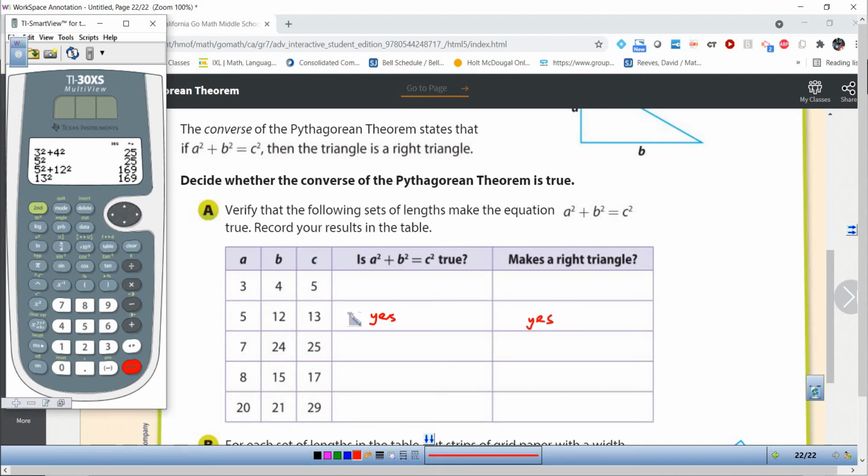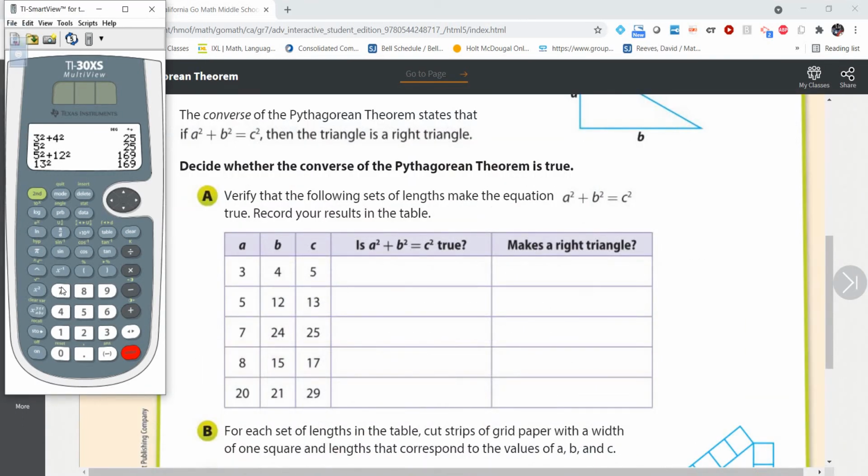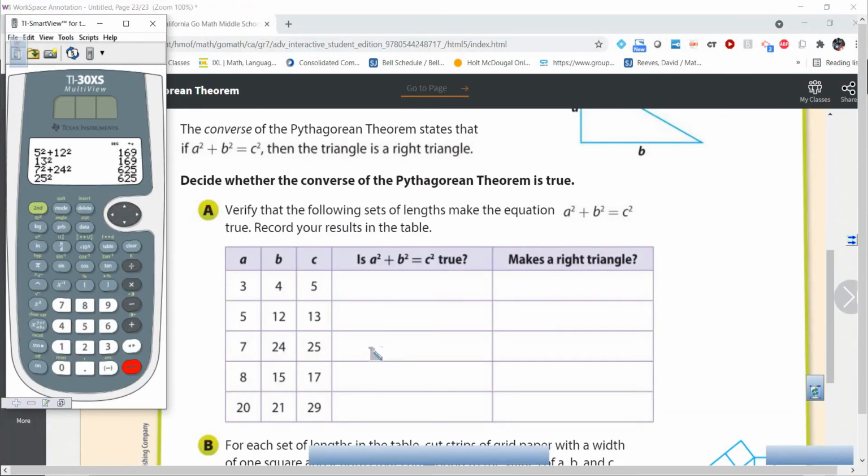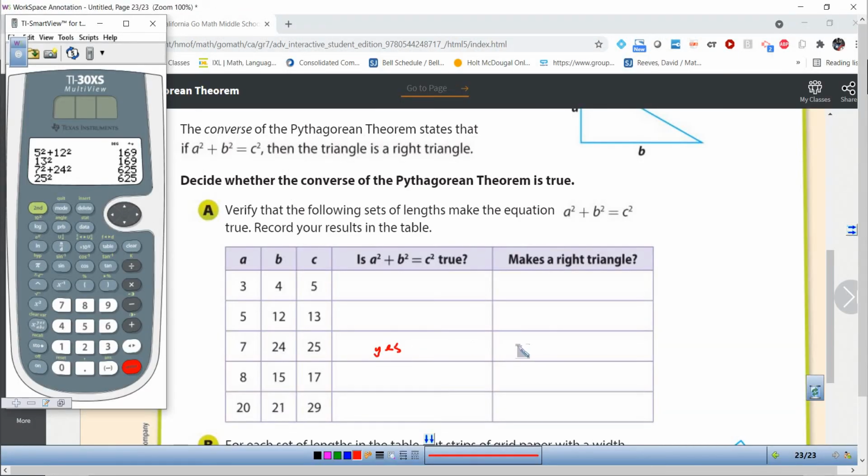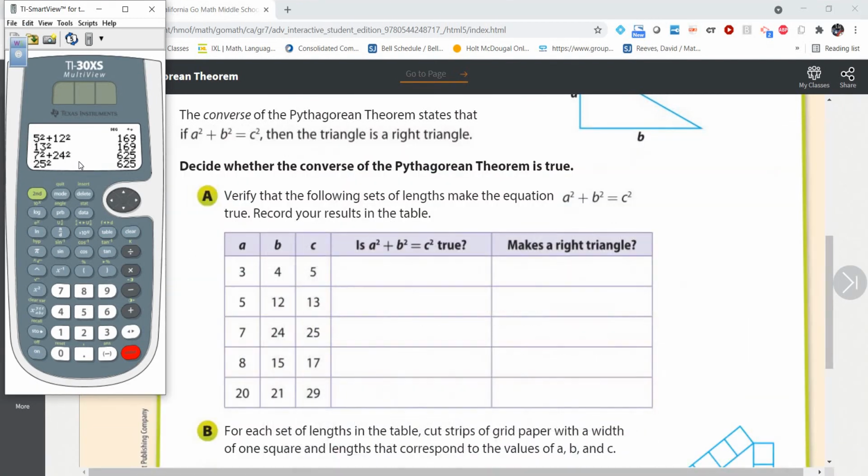Yes, okay. All right, what about 7, 24, 25? 7 squared plus 24 squared equals 625. Take a wild guess what 25 squared is. It is also 625. So once again, we have yes and yes, and there it is right there. All right, well, I hope they get us to a no one soon so we could see what a no one looks like.